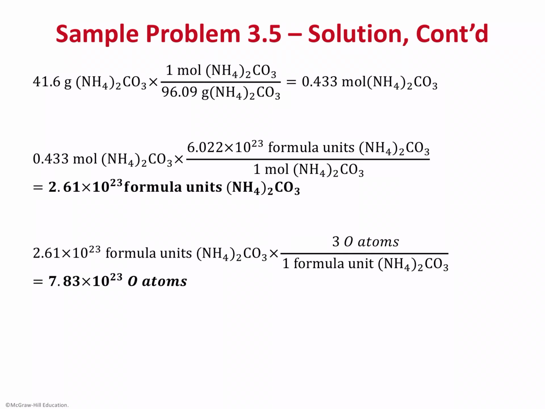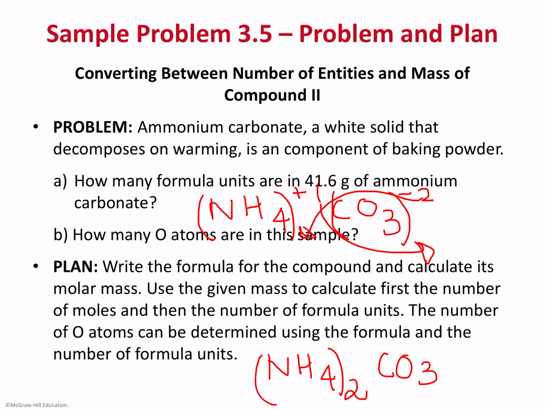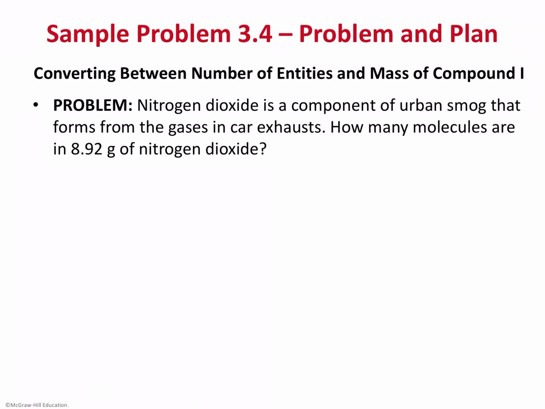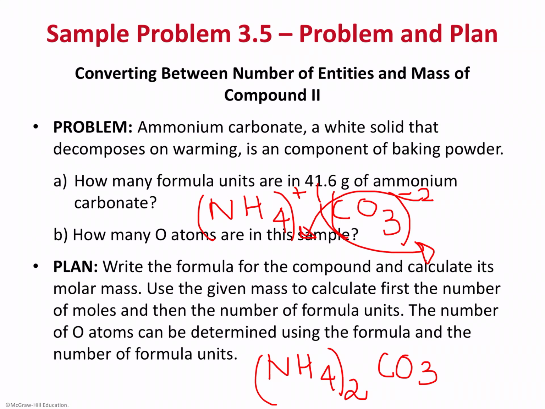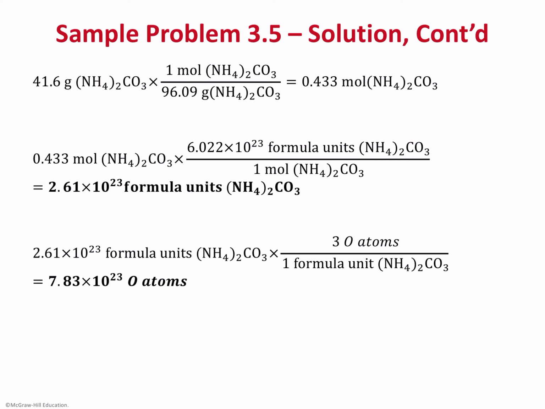Okay, and then the next question is asking how many oxygen atoms are in this sample. Now if you take ammonium carbonate, how many oxygen atoms are there? It's asking how many oxygen atoms are in this sample. So how many oxygen atoms do you see here? Okay, there are 3 oxygen atoms, right? Now we need to take this into consideration. Let's see how to find the number of oxygen atoms.